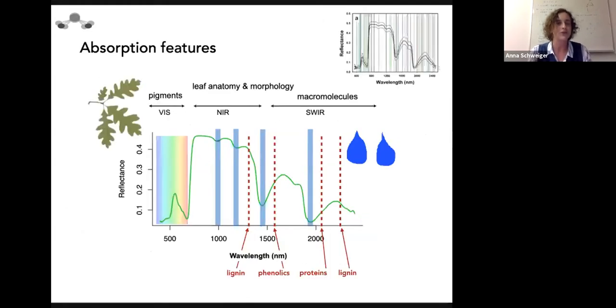And then, of course, there are many wavelength regions that are influenced by all different kinds of molecules. And I'm just pointing out a couple here, a couple of regions that are known to be influenced by lignin, content of phenolics, proteins, and here another lignin feature.